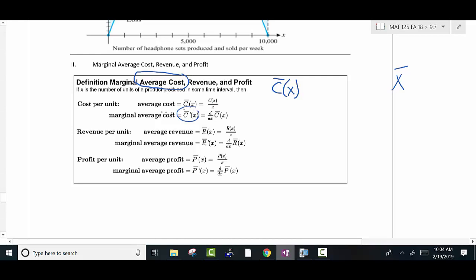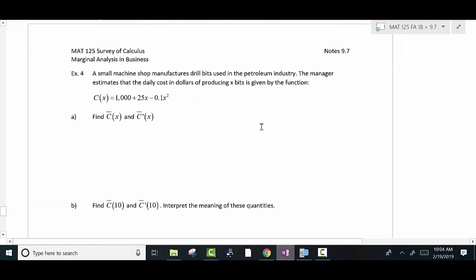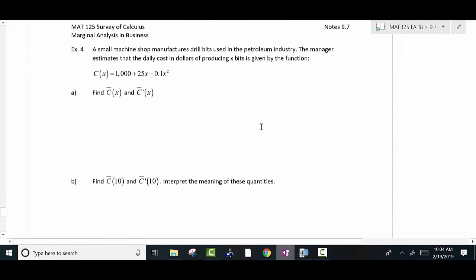If you're doing average anything, you're always dividing by X. So if we're doing average revenue, it's the revenue function divided by how many things you produce, and so forth. Average profit, same thing. So it's just taking that function and dividing by X, and then doing the marginal is doing the derivative. Okay, so that's what we're going to talk about. I got one more problem I want to do on this next page, just to illustrate that.